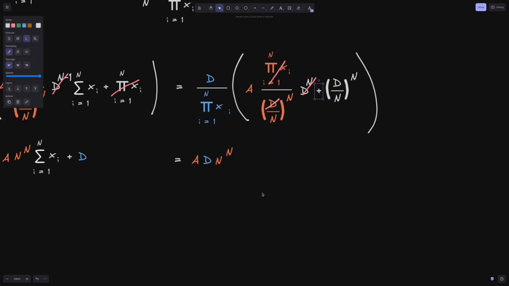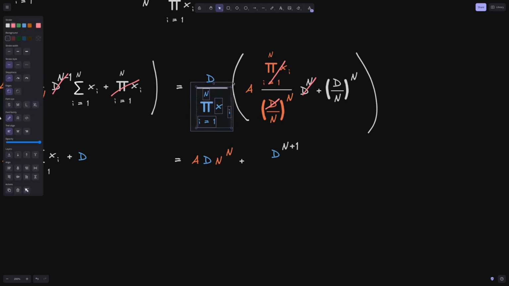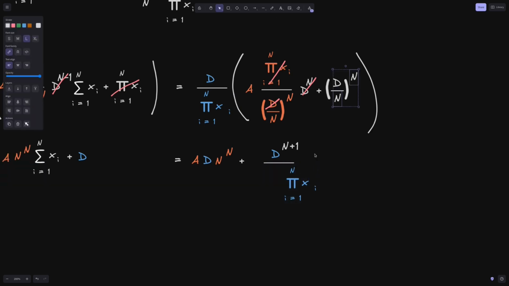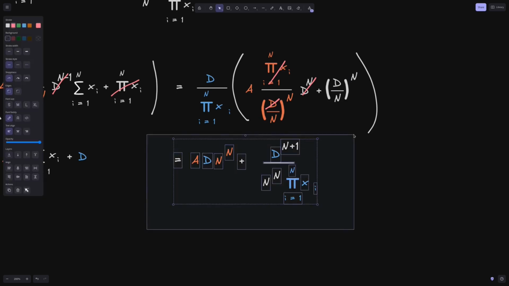Okay, and then for the next term, we have a plus, and then we have a d multiplied by d raised to the power of n, so this will become d raised to the power of n plus 1. And on the bottom, we'll have this product. And furthermore, this product is multiplied by n to the n. Okay, let's put all of this together.